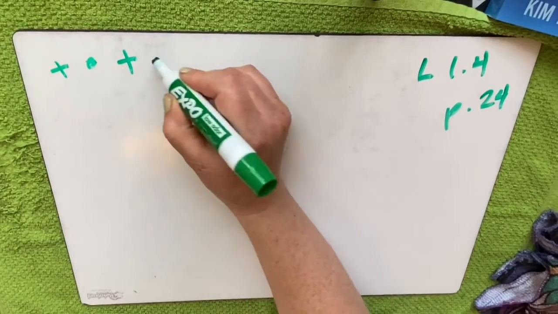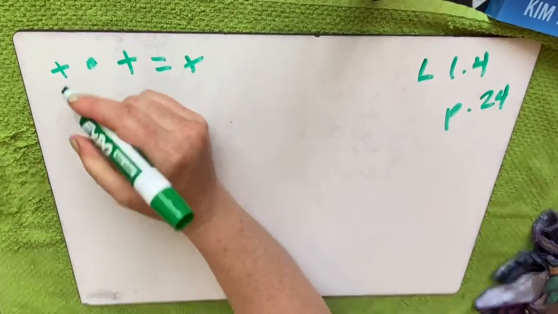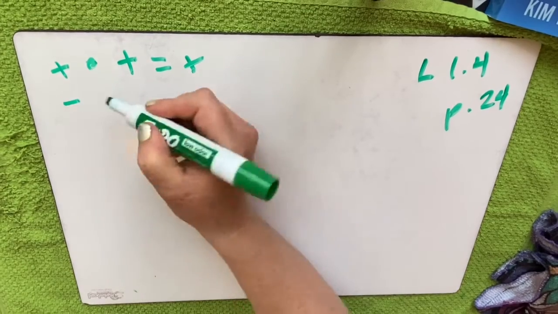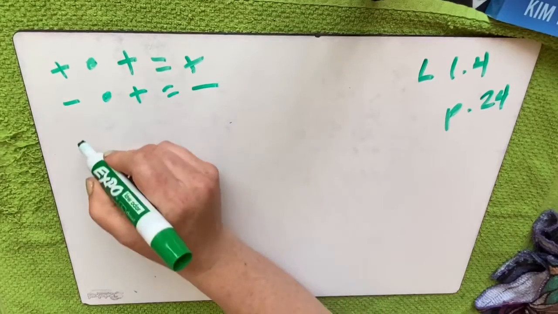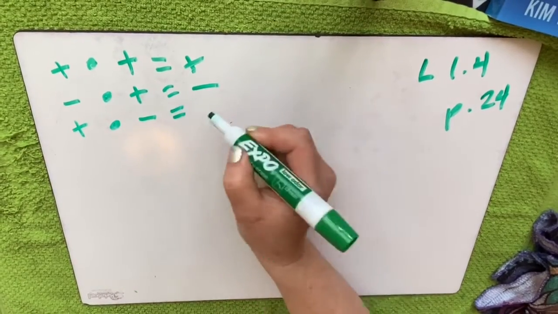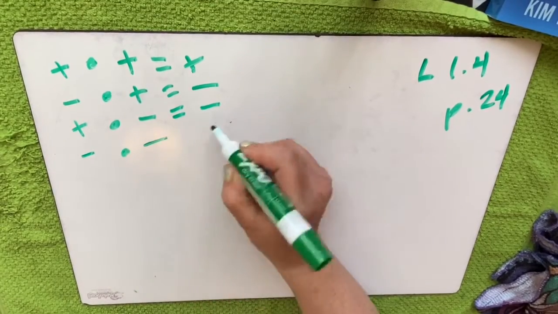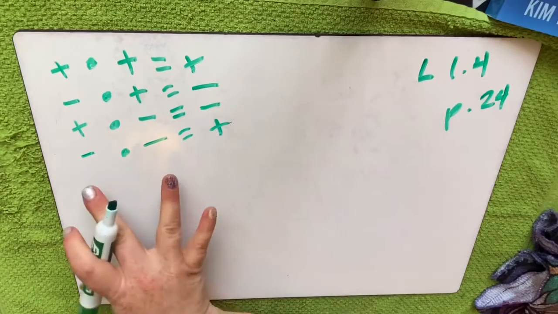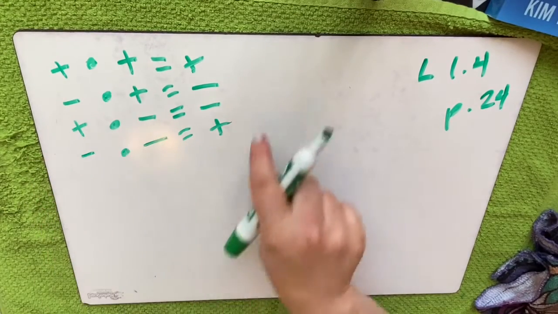multiply, this equals a positive. A positive times a positive is a positive. Negative times a positive equals a negative. Positive times a negative equals a negative. A negative times a negative equals a positive. So if the signs match, it's positive. If they don't match, it's negative.